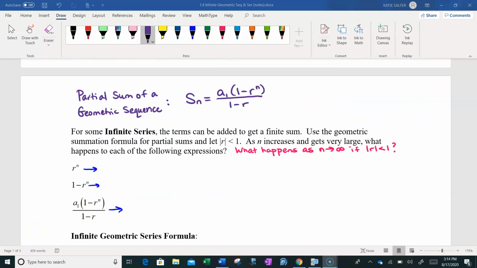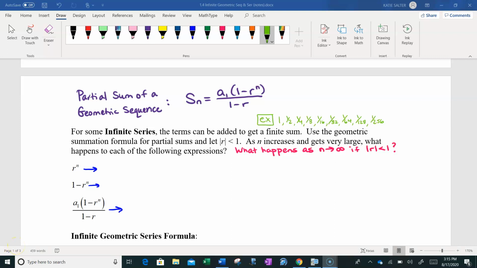All right, so for some infinite series, the terms can be added to get a finite sum. Use the geometric summation formula for partial sums and let the absolute value of r be less than 1. As n increases and gets very large, what happens to each of the following expressions? So again, what happens as n gets really big, so as the terms go on forever and ever, if the absolute value of r is less than 1?